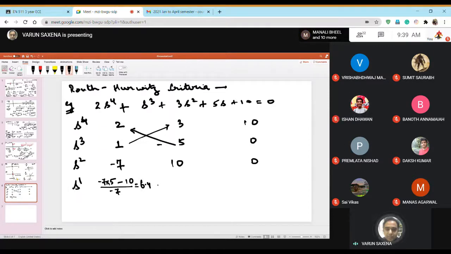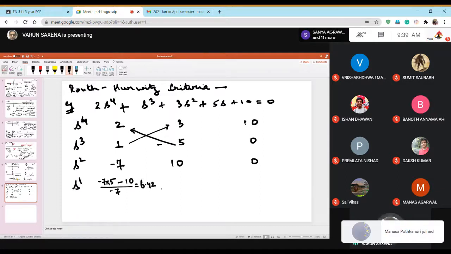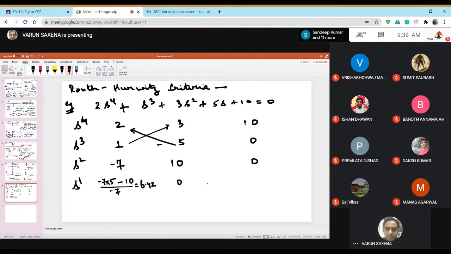6.42. Okay, thank you. So this will be 6.42. Then minus 7 multiplied by 0, 0 multiplied by 1. So this is going to give you 0 and this is going to give you 0. Then you come to s to the power 0, that's the last row.